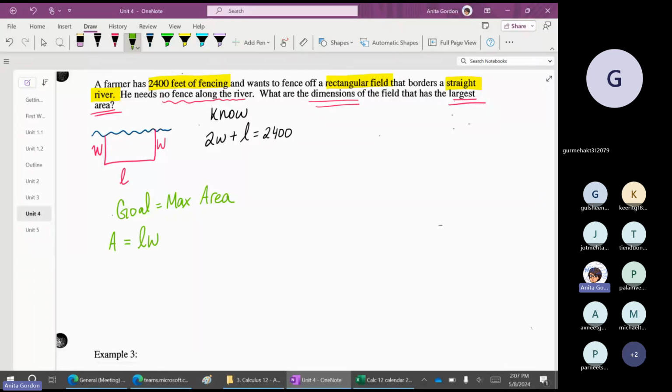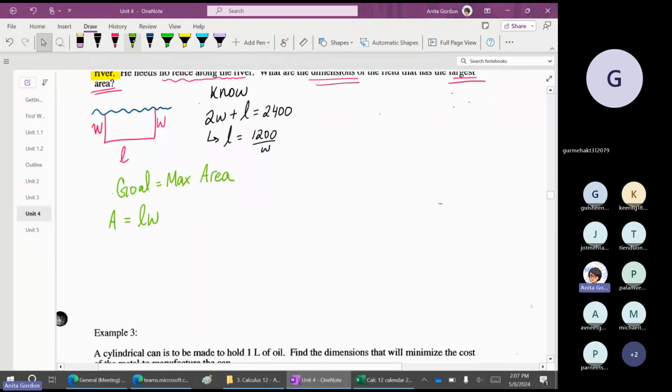We always want to be working with a single variable. So what else could I do? Isolate one of the variables from the other. Pick one. Sure. Let's say that L equals 1,200 over W. So then my area is what?